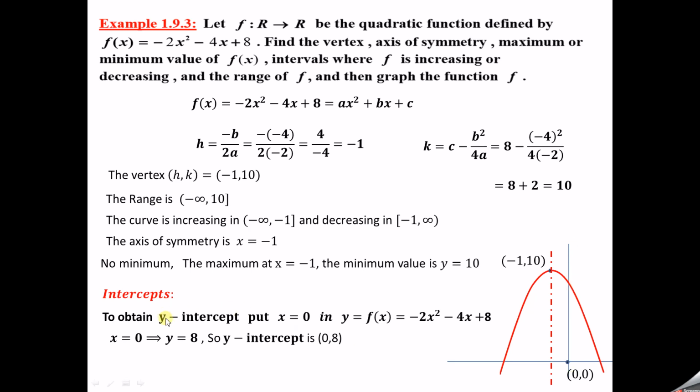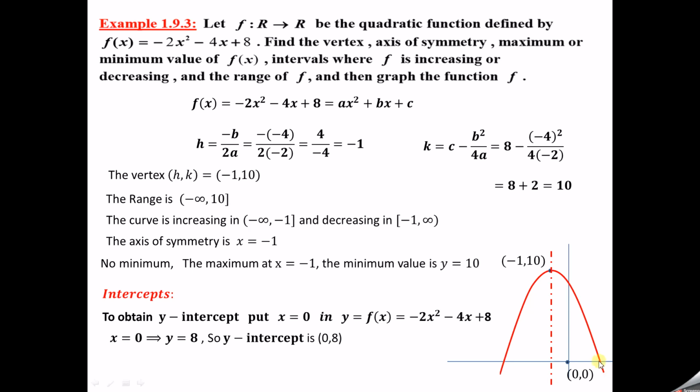So let us see here, to obtain the y-intercept, we put x is equal to 0 in the given function. y equal to f(x) is equal to minus 2x square minus 4x plus 8. You can write f(x) as y, because the image f(x) we write as y. Both are the same. So y equal to minus 2x square minus 4x plus 8. In that, put x is 0. If we put x is 0, the x square term and x term will be zero. We will get y equal to 8. x is 0 implies y is 8. Therefore, the point where it intersects the y-axis is this point. This is the y-intercept. This point is (0, 8).